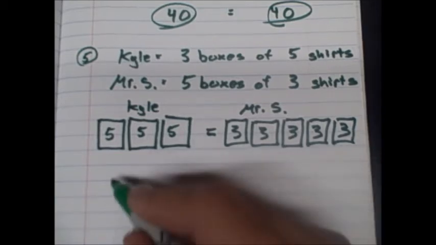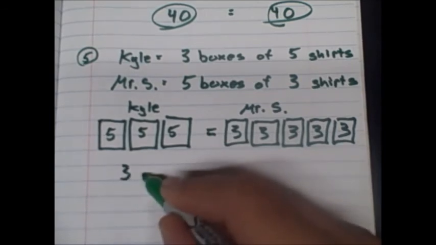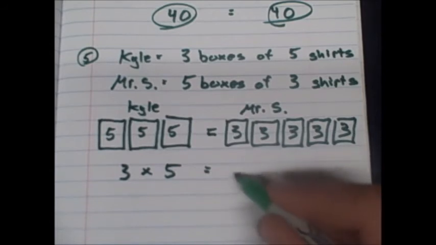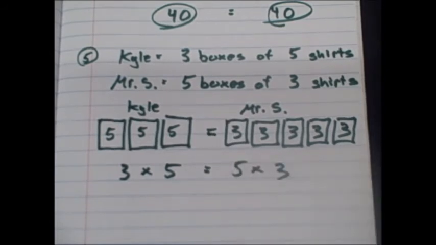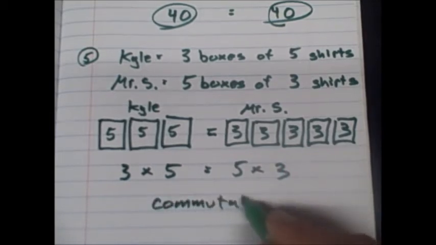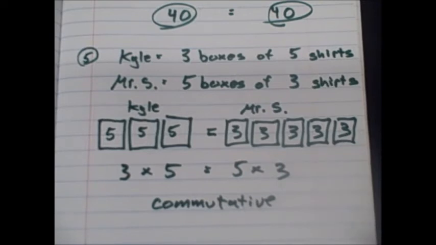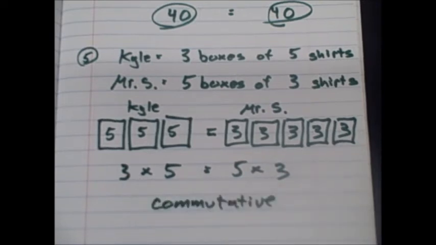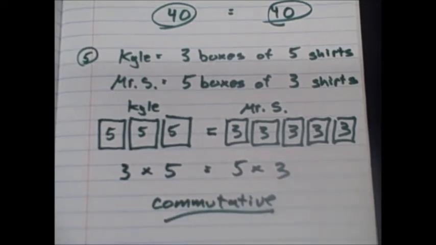Because Kyle has 3 groups of 5. Mr. Shaler has 5 groups of 3. And because of the commutative property of multiplication, which says that you can rearrange the factors and the product will still be the same, I could say that we have the same number of shirts.